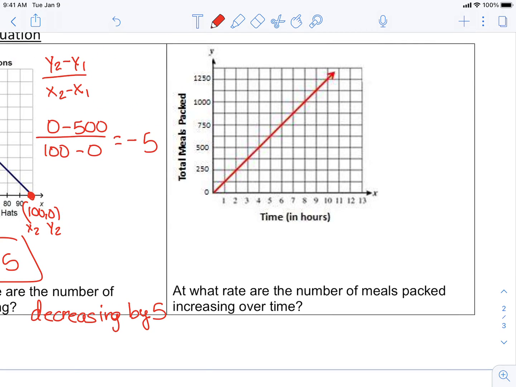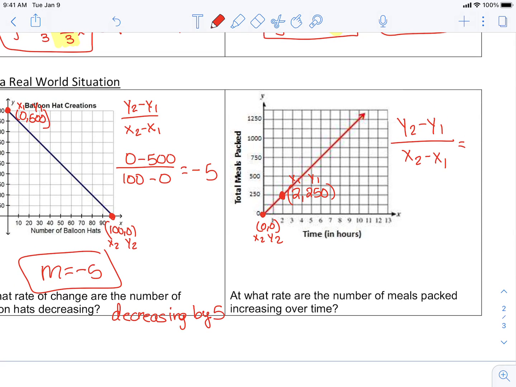Now let's look at this one. At what rate are the number of meals packed increasing over time? Okay, so we have meals packed and time. So let's see. Let's start at 0, 0. And let's do this point right here, which would be 250. So x1, y1, x2, y2. So again, y sub 2 minus y sub 1 over x sub 2 minus x sub 1.